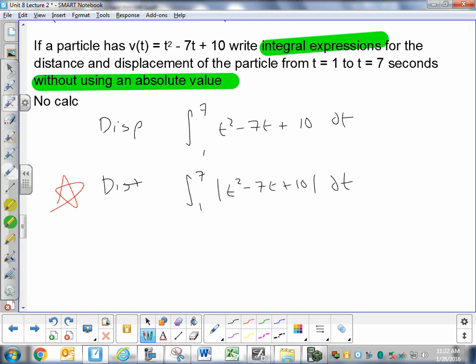Step 1, examine the signs of your velocities. How to do that? Find when velocity is equal to 0, and then examine your signs around those. Step 2, when you have positive velocities, you would have positive displacements. You're traveling to the right. Add up those positive displacements. If you have negative velocities, you are traveling to the left. You'd have a negative displacement. Subtract those negative displacements to make them positive.